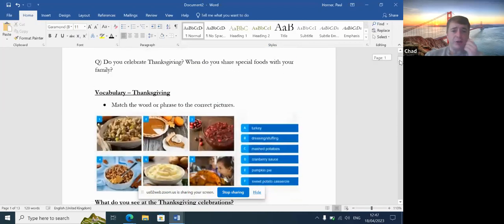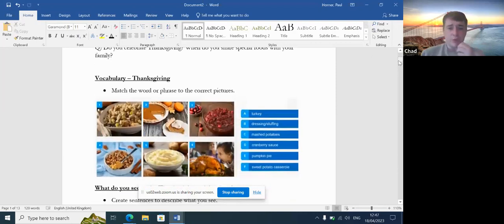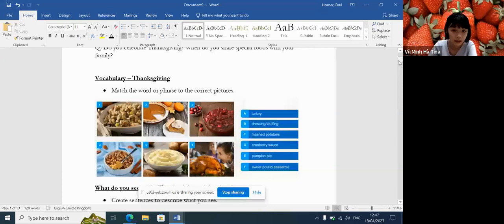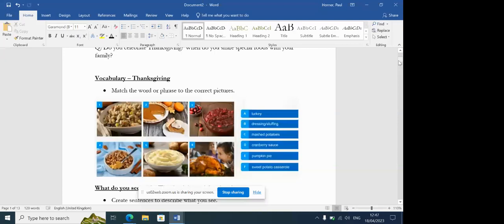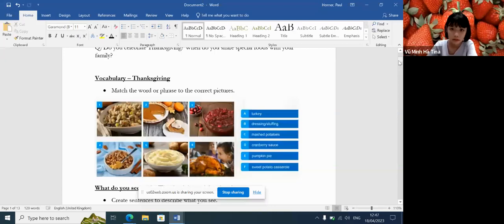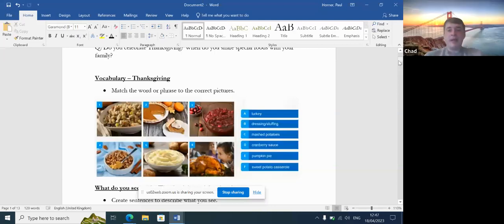Students, could you match up the word or phrase to the correct pictures? So have a go. Where would turkey go? Which one's turkey? Okay, Tina, turkey. The turkey is the 6th. Yes, number 6.